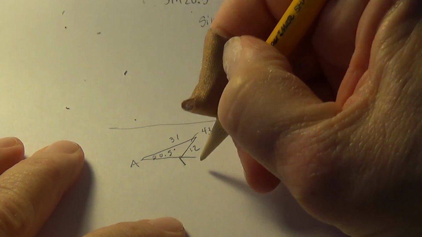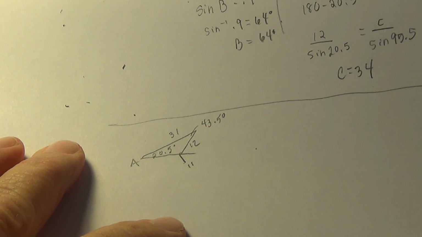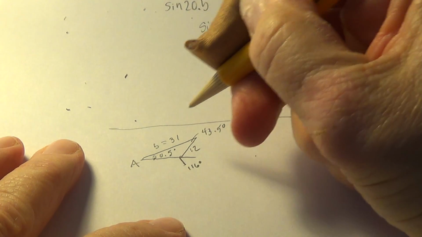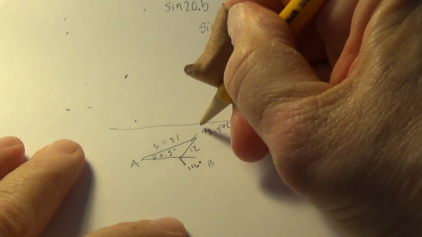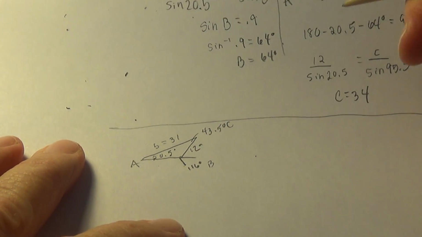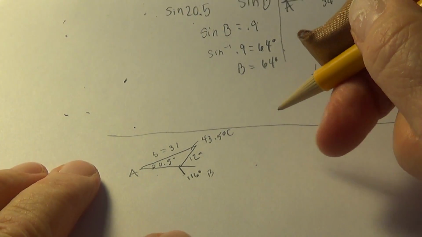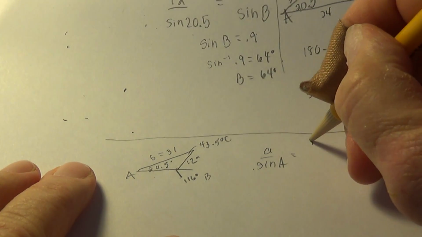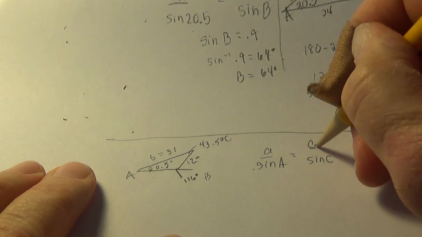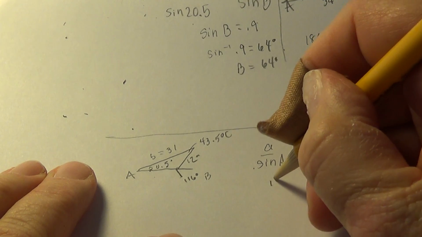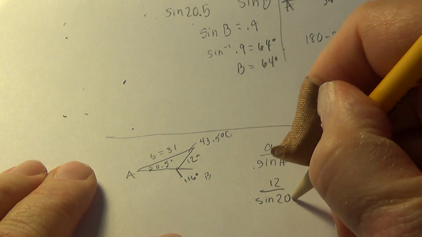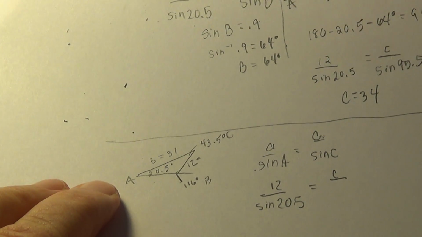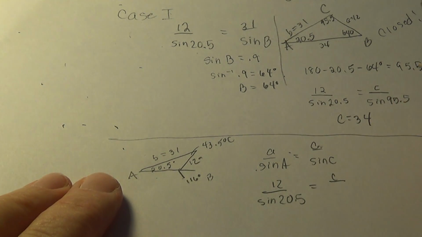All right, so down here on my small picture, I can put 43.5 degrees, and I can put 116. What was it? 116, yeah. So all we have, I have side B, I have side A given, so I need a side C for this little blue triangle now. So I just set that up. A over sine A equals C over sine C. So A is 12, sine of 20.5 equals little c over sine of C, which is across from this angle, the new 43.5.